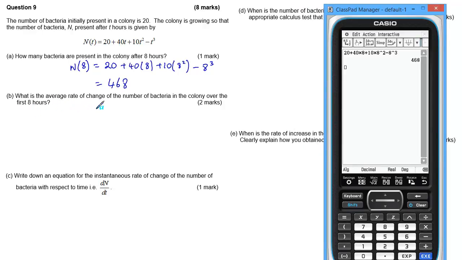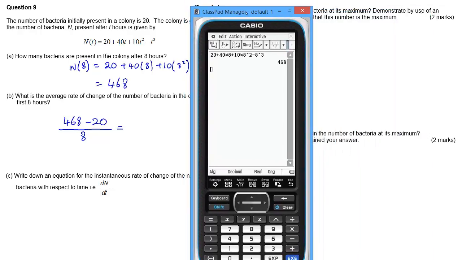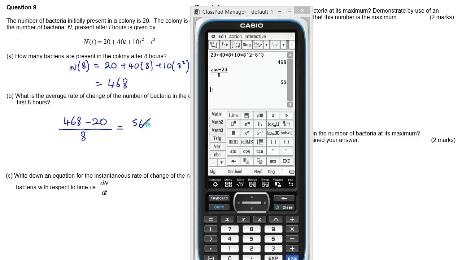What is the average rate of change of the number of bacteria in the colony over the first 8 hours? So we have 468 now. We started off with 20, so that's the growth, and divide that by 8. So we'll do the last answer, take away 20, divide that result by 8, and that gives us 56 per hour.